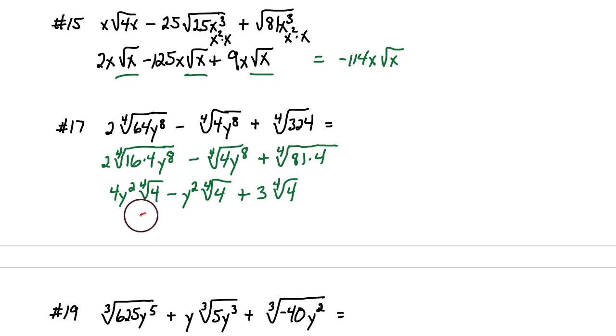Notice how all the terms have the same radical, so we can combine them. 4y squared minus 1y squared is 3y squared, and 3y squared plus 3 can be written as 3y squared plus 3. And then next to it, you put the fourth root of 4.